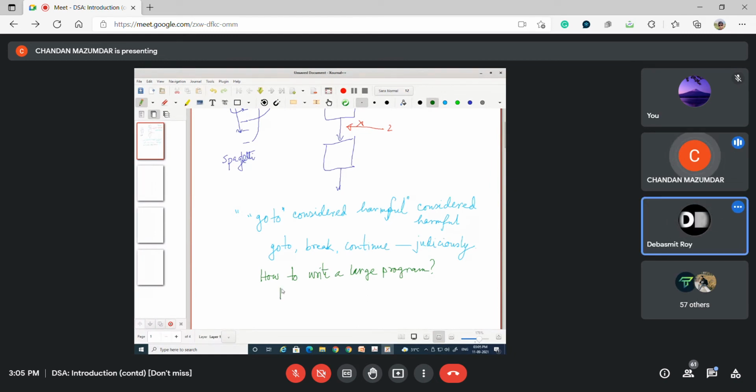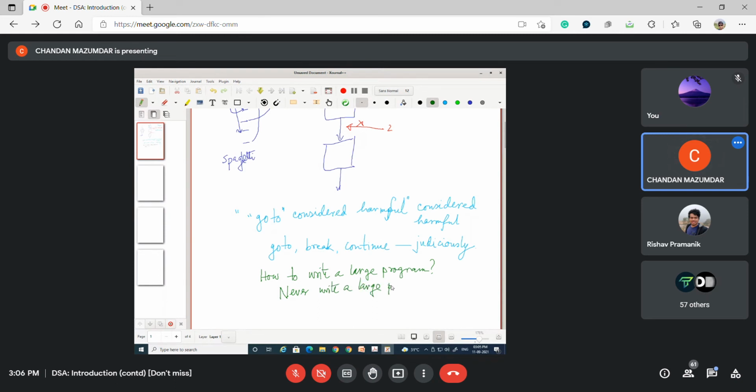The mantra for writing a large program is never write a large program. Never ever try to write a large program. What we should do is, as somebody was commenting, always break down the problem into a number of sub-problems and develop certain modules out of those sub-problems.